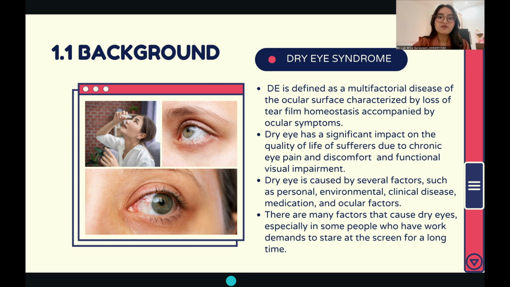Dry eye impacts functional vision in daily life, such as for reading, use of computers, driving, watching television, and others. Not only does dry eye impact daily life, but it also negatively affects mental health. Dry eye is caused by several factors such as personal, environmental, clinical disease, medication, and ocular factors. There are many factors that cause dry eyes, especially in some people who have work demands to stare at the screen for a long time. Therefore, in this student project, we will discuss dry eye, how to deal with it, and how to prevent dry eye. That's all from me. The presentation will be continued by my friend.